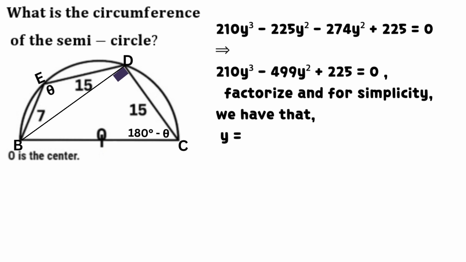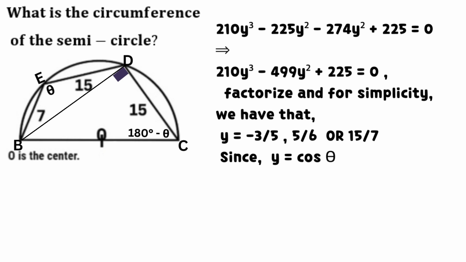We have that 210 times the cube of y minus 499 times the square of y plus 225 equals 0. After rearranging and simplifying terms, then factorizing, we have that y equals -3 divided by 5, or 5 divided by 6, or 15 divided by 7. These are the roots of the cubic equation formed in y. Since y equals cosine theta, it implies that cosine theta equals -3 divided by 5, or 5 divided by 6, or 15 divided by 7.